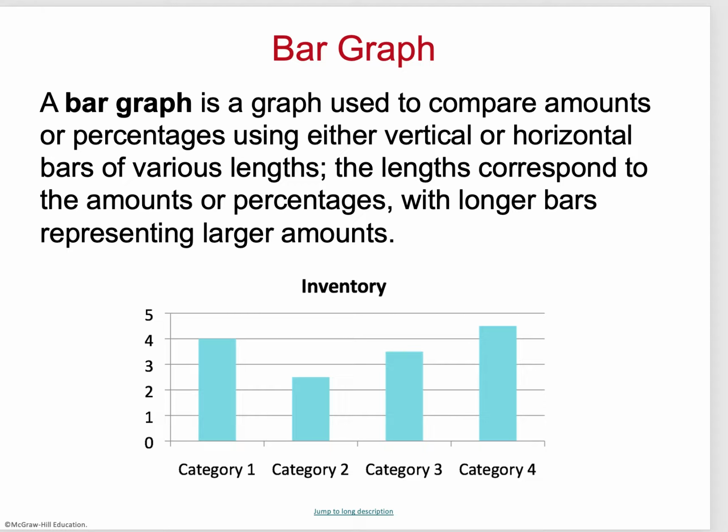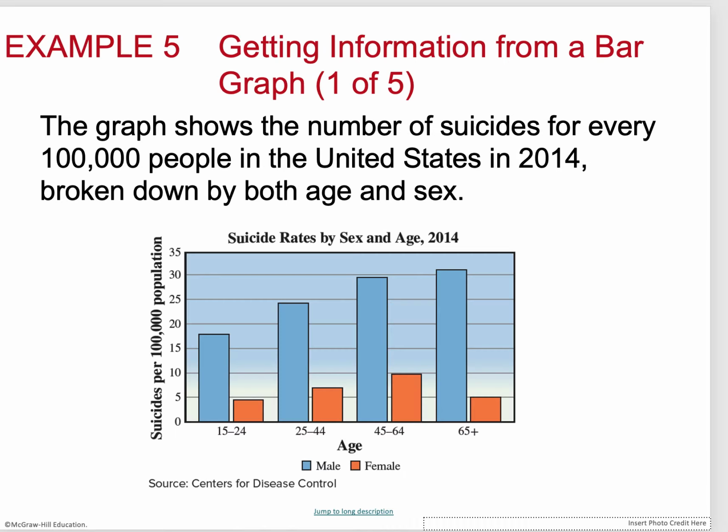Now, we're going to leave estimation behind and talk a little bit about graphs. A bar graph is a graph that's used to compare amounts or percentages using either vertical or horizontal bars. Most of you are going to teach vertical bars to your students, so we rarely ever teach horizontal bars at the lower grade levels. What's nice about these bars is, especially in this graph right here, I can glance at this and say, whoa, blue is male and blue is taller than orange. So I know that whatever I'm measuring, males have more of it. And this is suicide rates.